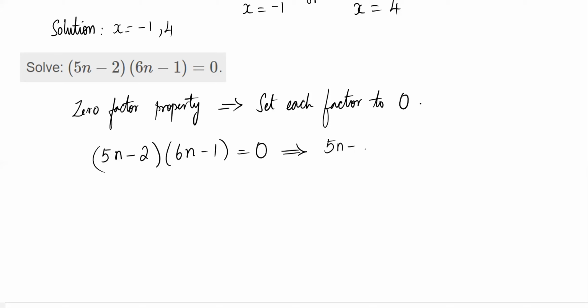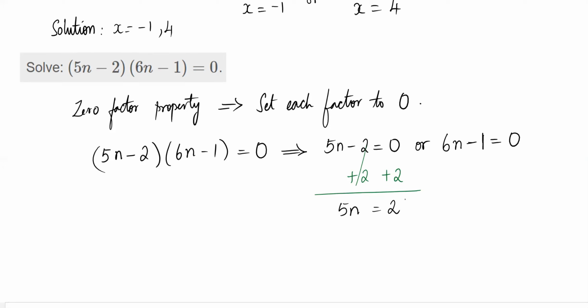So 5n minus 2 equals 0, or 6n minus 1 equals 0. This is the same as saying either a is 0 or b is 0. So each factor is set to 0. Now we go ahead and solve for n. So treat them as two separate problems. So that will be 5n equals 2. One more step. Divide by 5.